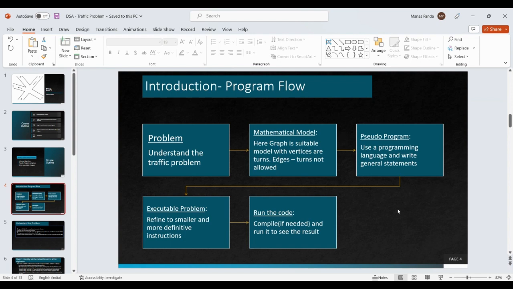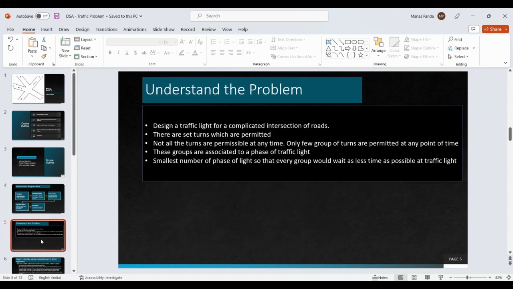Some of the constructs we can write using the programming language, but the rest of the things we can write in normal or general statements, and later we can refine that into a real, executable program. That is the last step, and once you have that, you will run the code. So this is the overall program flow which we go through. Understanding the problem is important for us. So in our case, it is designing traffic lights at a complicated intersection of roads.